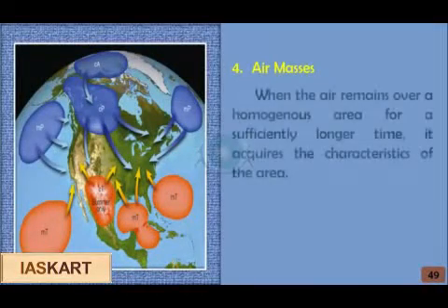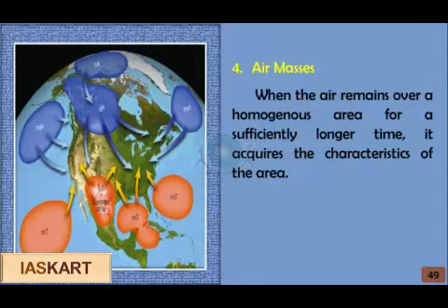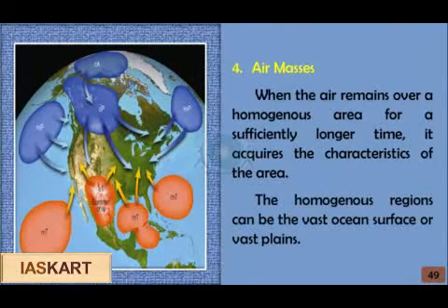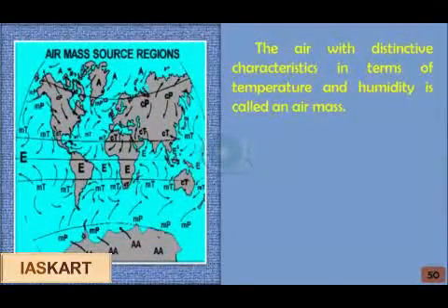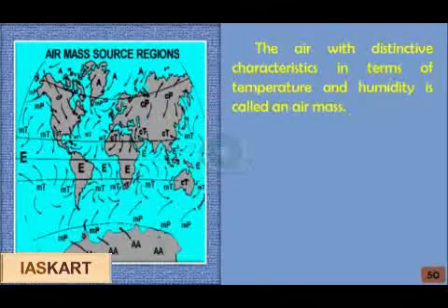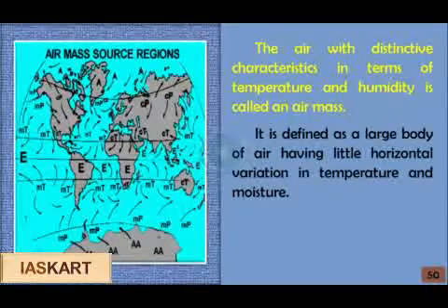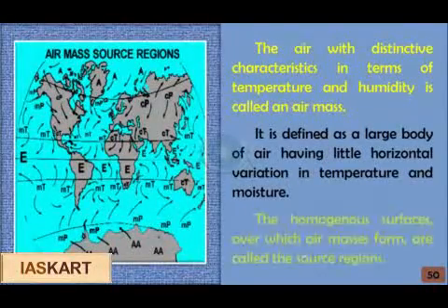Air masses. When the air remains over a homogeneous area for a sufficiently longer time, it acquires the characteristics of the area. The homogeneous regions can be the vast ocean surface or vast plains. The air with the distinctive characteristics in terms of temperature and humidity is called an air mass. It is defined as a large body of air having little horizontal variations in temperature and moisture.